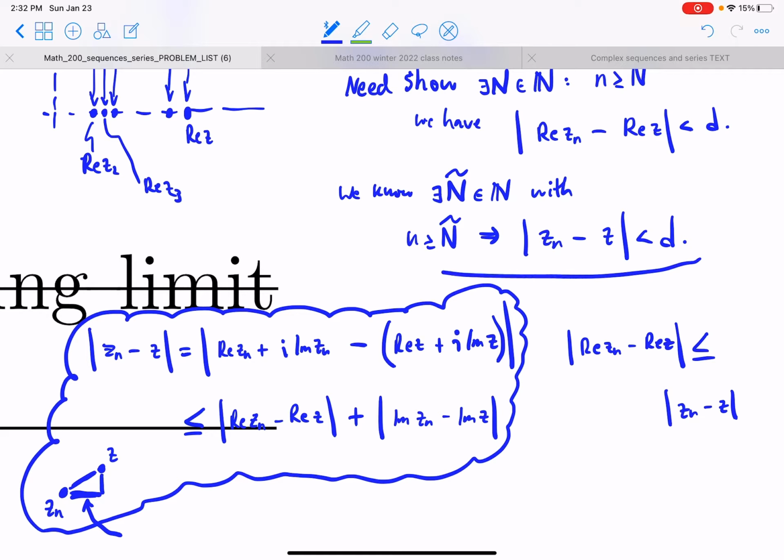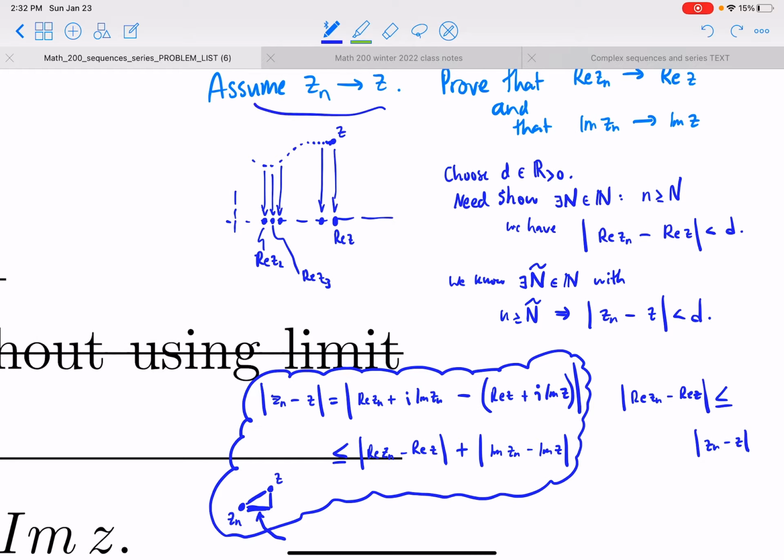But then we were assuming from the convergence that if we're past N tilde, then this thing is less than d. So take n equal to N tilde, where the N tilde was guaranteed from the assumption that this converged. And then we're done.